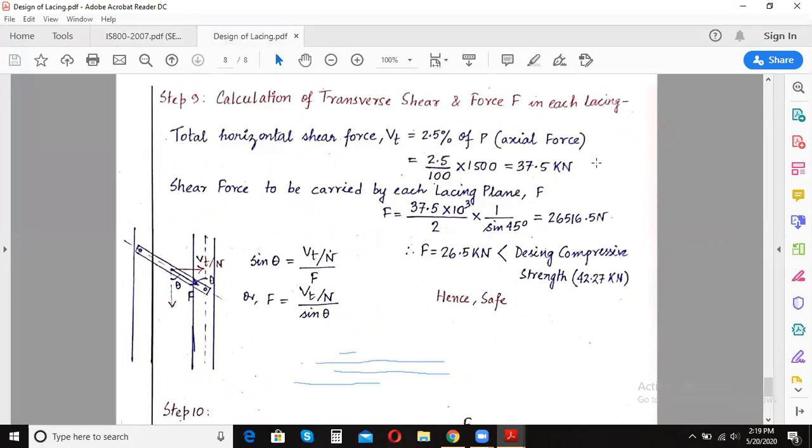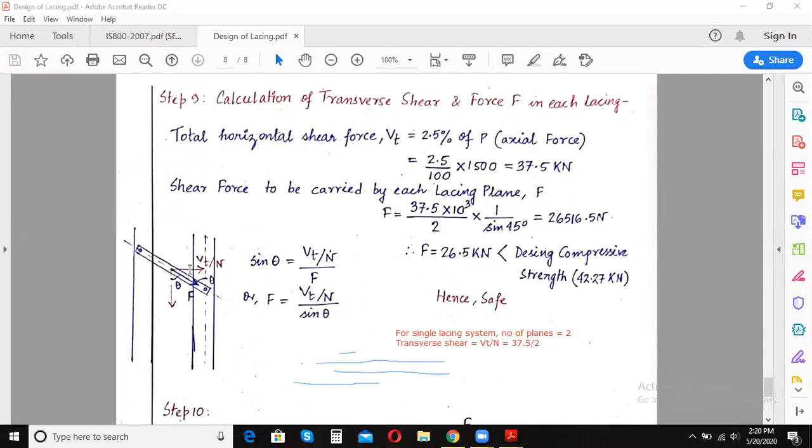Now it has been also said that depending on the number of planes which are there for the lacing system, you have to divide the value of Vt by the number of planes. Okay, so Vt by n. In case of single lacing system, number of planes present is 2. Hence the transverse shear will be equal to Vt divided by this number of planes, which is equal to how much? 37.5 divided by 2.